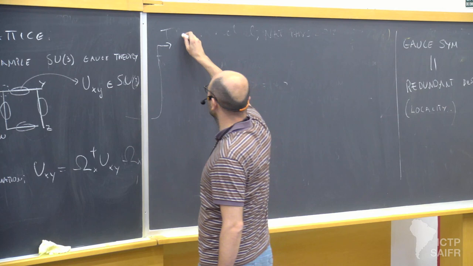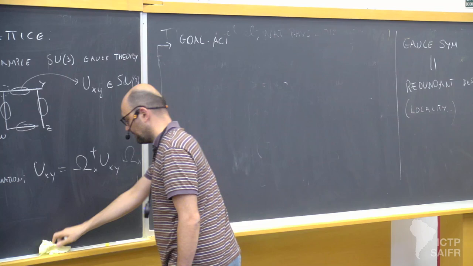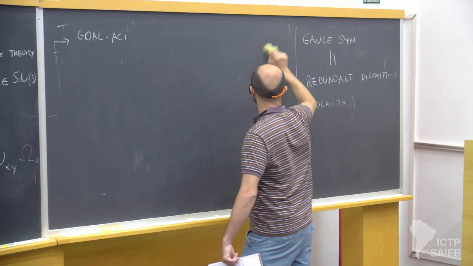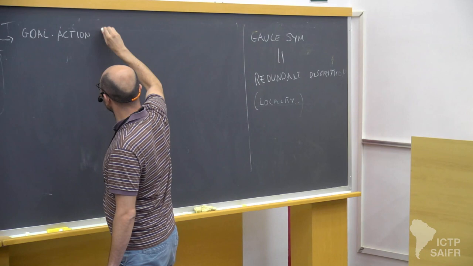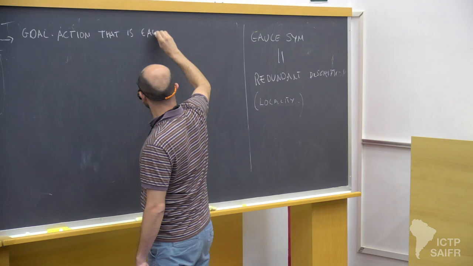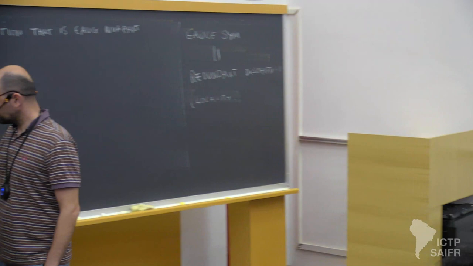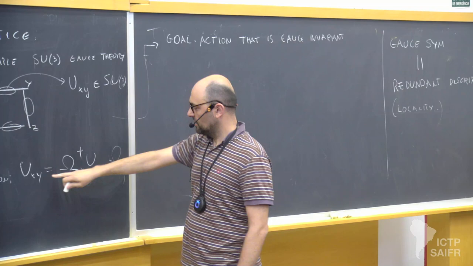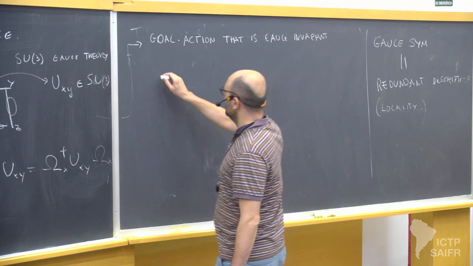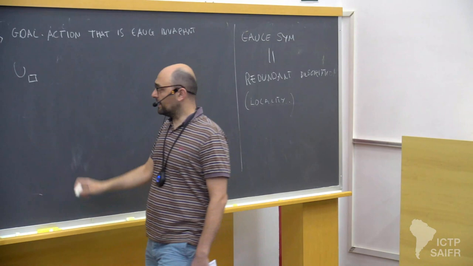Goal: an action that is gauge invariant. And the way to do that, essentially, is the following: instead of taking just a single parallel transporter, which is obviously not invariant under arbitrary transformations, what do we take? We take the so-called plaquette operator. And the plaquette operator is the product of these objects over the full plaquette.